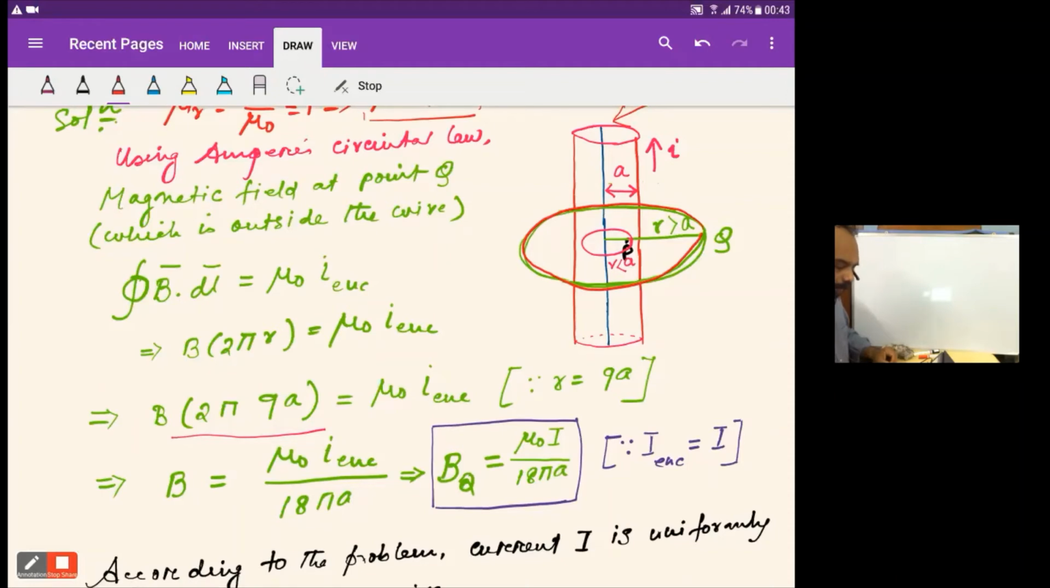Here r is 9a. So putting the value of r, we have B times 2 pi 9a is equal to mu 0 I enclosed. Therefore, B is equal to mu 0 I enclosed by 18 pi a. Now, I enclosed is nothing but the current flowing through the wire. So, therefore, the magnetic field at the point Q is equal to mu 0 I by 18 pi a.